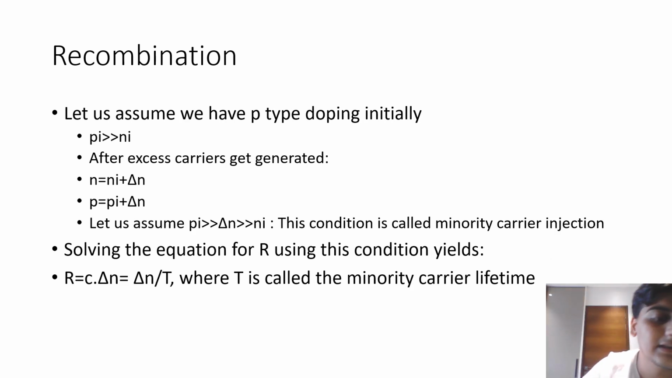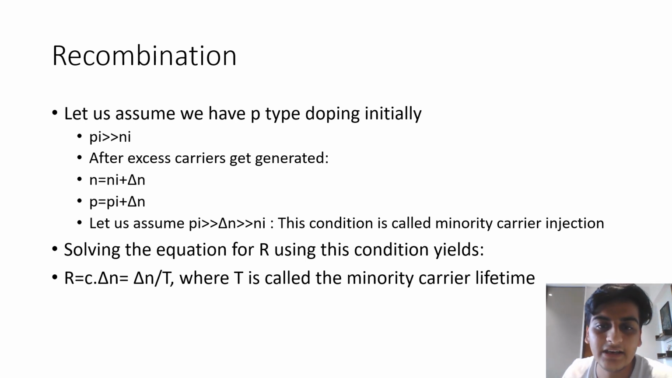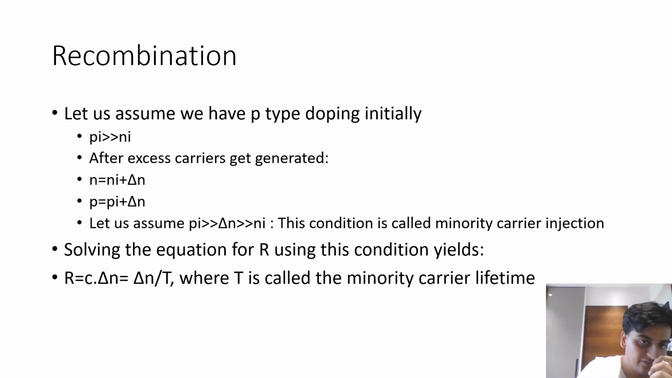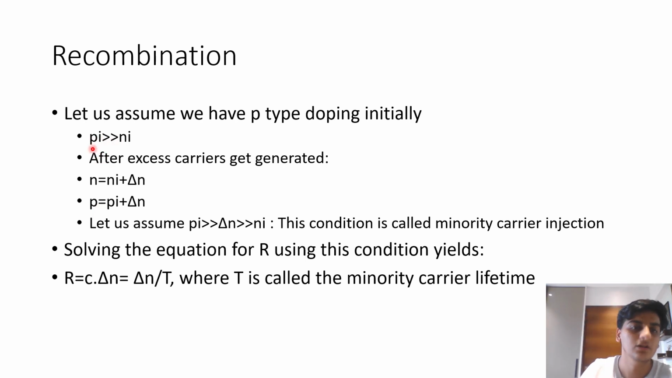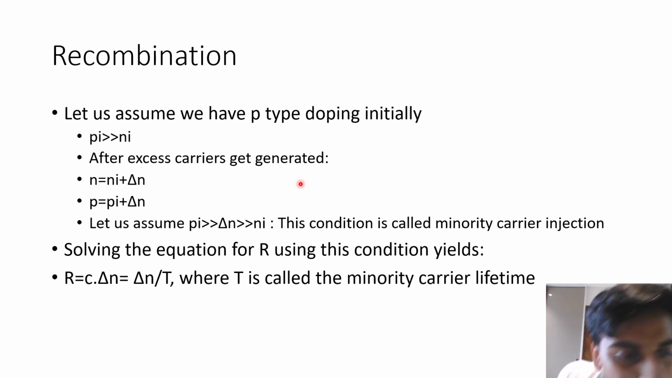Cool. So let's further develop this. So let's assume that we have initially p-type doping. We want to now talk about some approximations where this formula becomes cleaner. So if we have p-type doping, then at equilibrium, your number of holes is going to be much larger than the number of electrons. After your excess carriers get generated by whatever process we're talking about, like we spoke about a pulse of light hitting for 1 second, right?